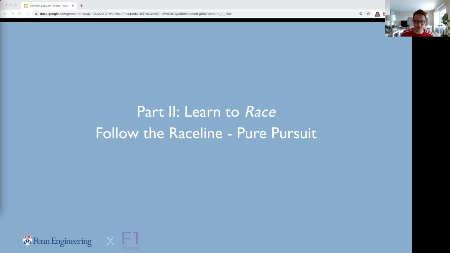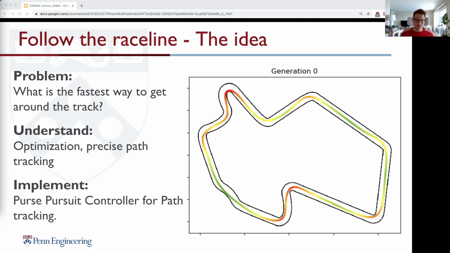So in the following chapter, I will show you what it means to follow the race line and to be as fast as possible. So the idea of this chapter is first of all to define what is the fastest way to get around the track. We need to understand what an optimization problem is, and we need to understand what precise and accurate path tracking is.